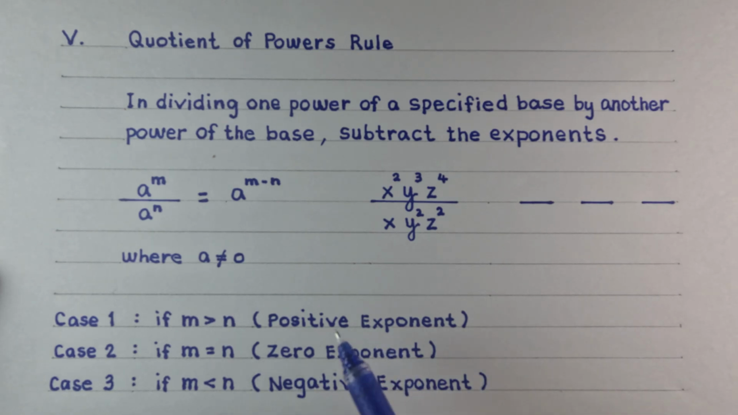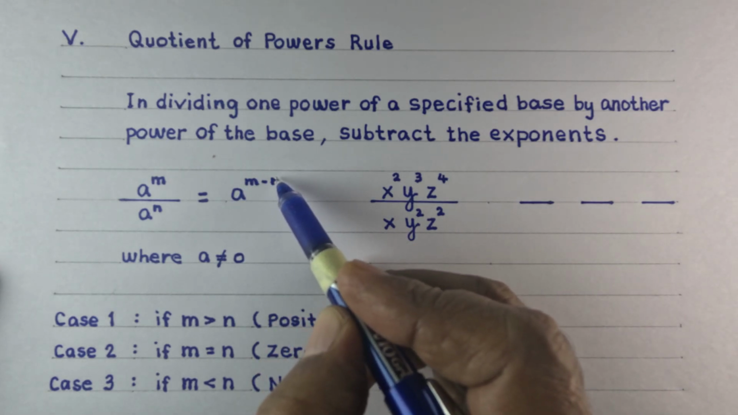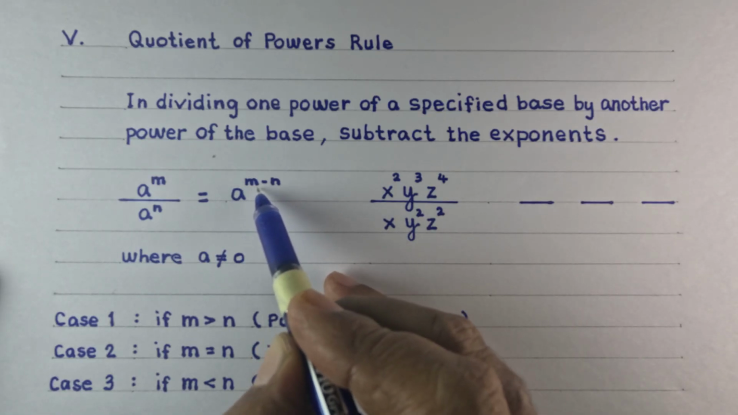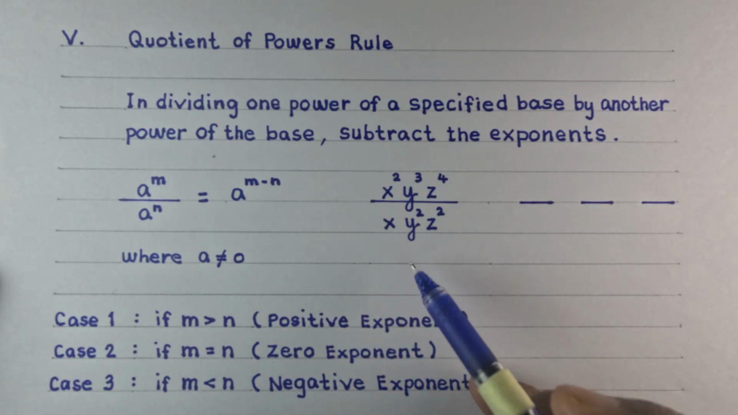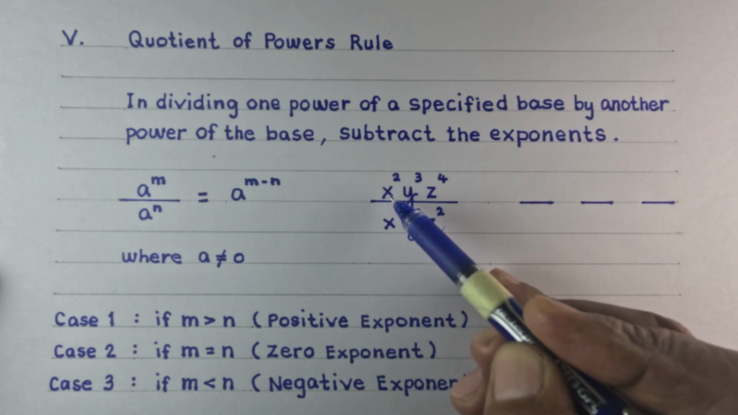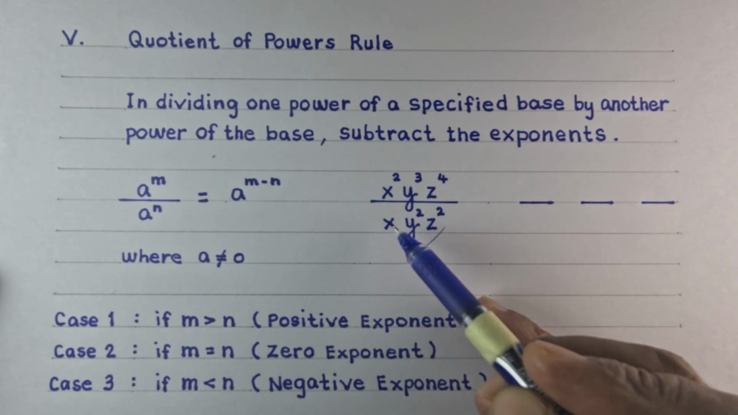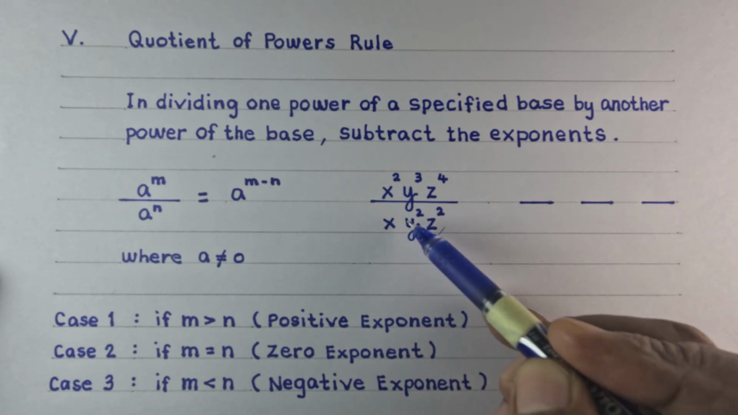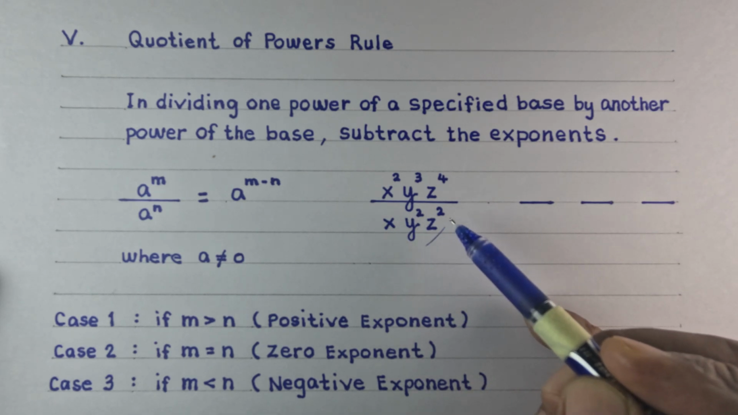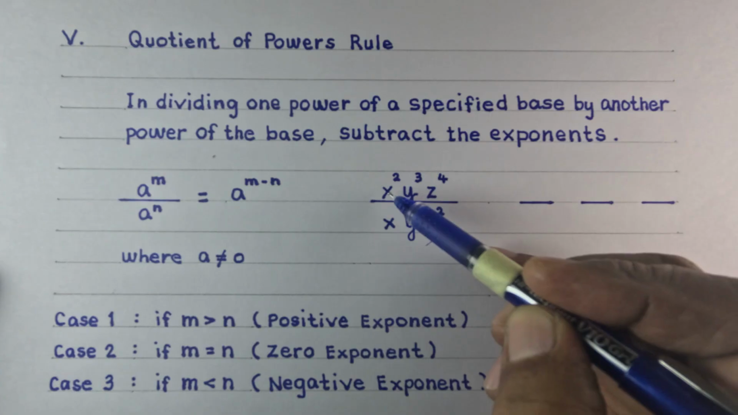Now we're going to discuss the first case where m is greater than n. So naturally, if m is greater than n, the result would be a positive exponent. Now, let's consider this power expression. The power product x squared y cubed z to the fourth over the power product x y squared z squared. Now we're going to divide powers of the same base.